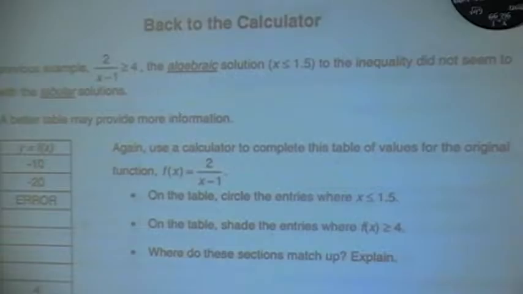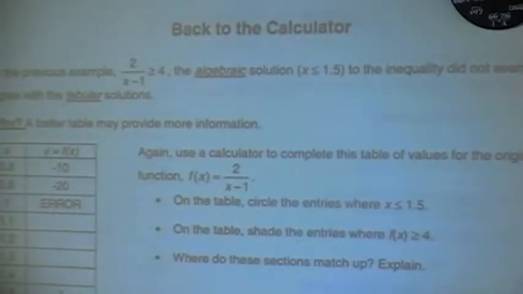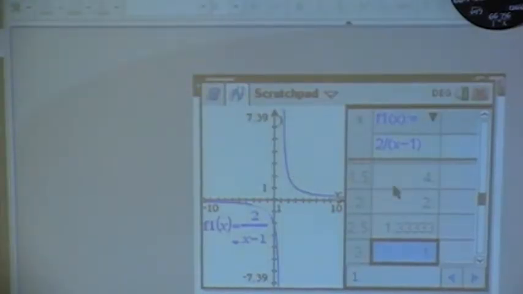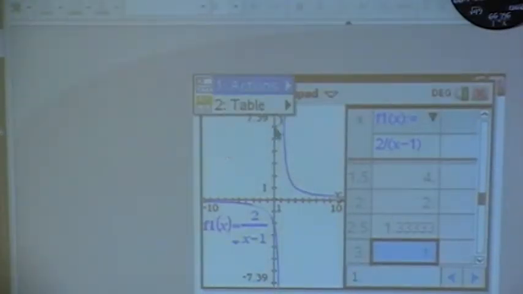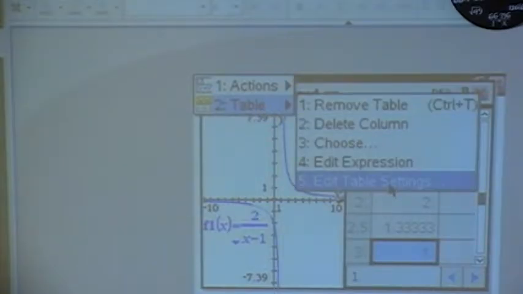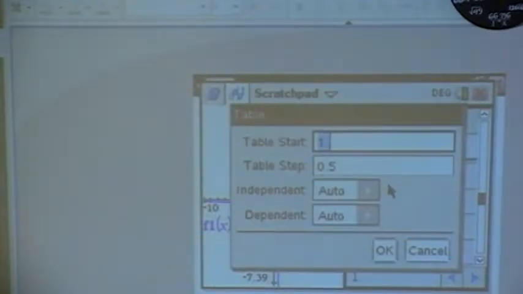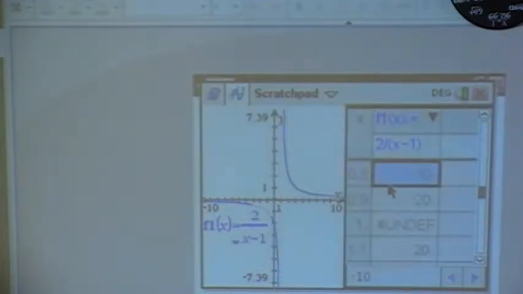So look at what they've done to your table now. Now we're no longer counting by 0.5s. What are we counting by? 0.1, right? So I'm going to change my table setting again. Menu, 2 for table, 5 for edit table settings. I'm going to change my table to start where theirs does, which is at 0.8, and count by 0.1s. So now I can just fill in my table.